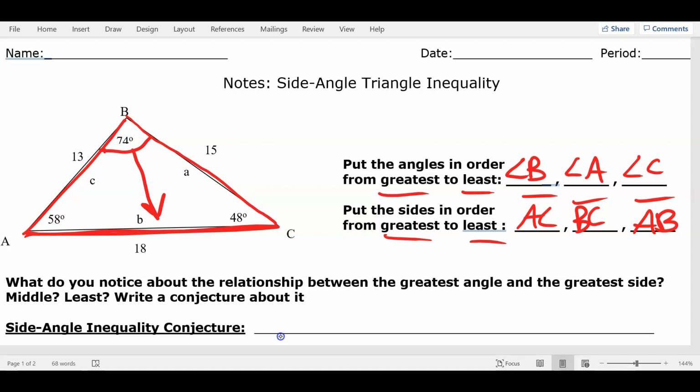What do you think? What does that mean? Even a guess would be cool. What do you think? No, I'm asking, what does this mean? The biggest angle's here, and the biggest side is here. What's the word you would describe? Not congruent, but I appreciate the attempt.